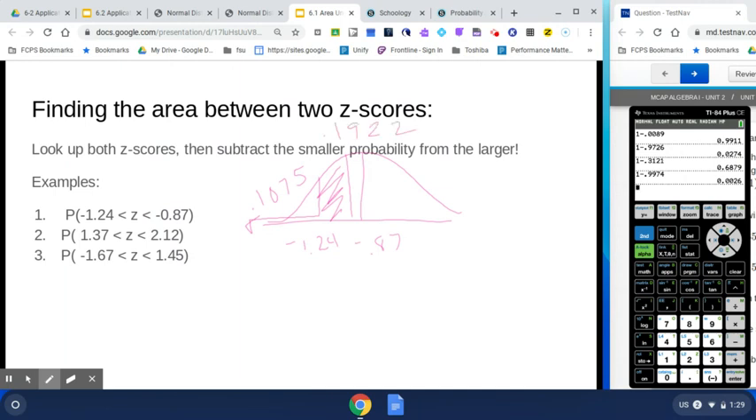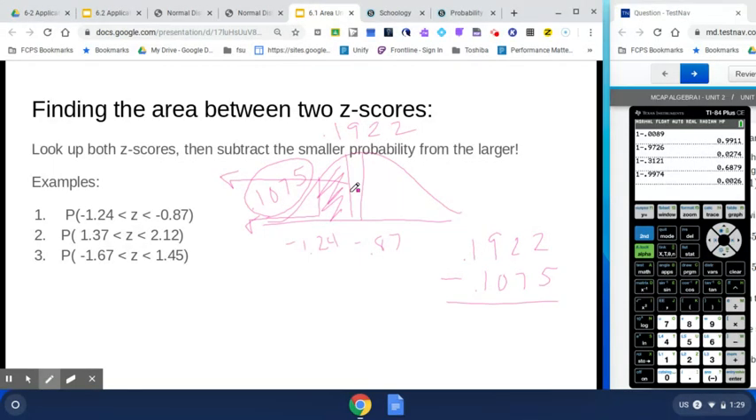And that is going to be from this negative 0.87 again to the left. So guys, we can see that this area of 0.1922 includes this tail region, which we actually do not want to include. So that's why we're going to subtract. We're going to take the 0.1922 and subtract off this left tail region of 0.1075. And that's going to leave us that area in between those two z values.